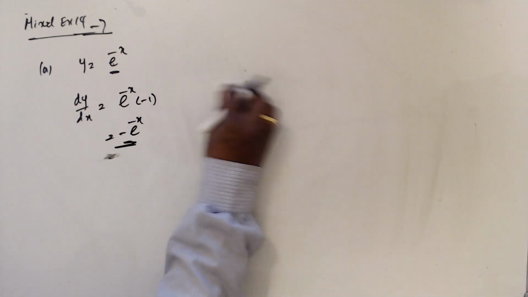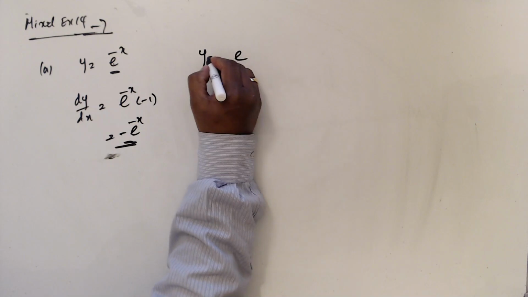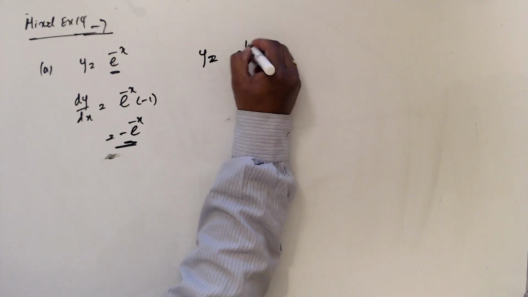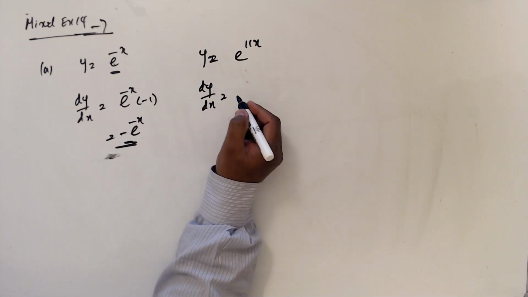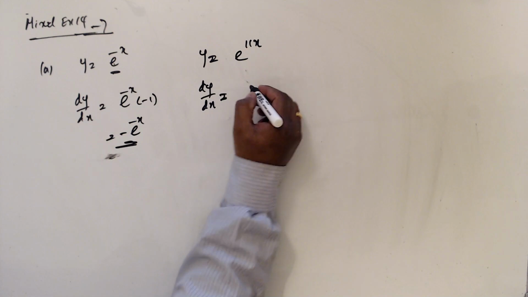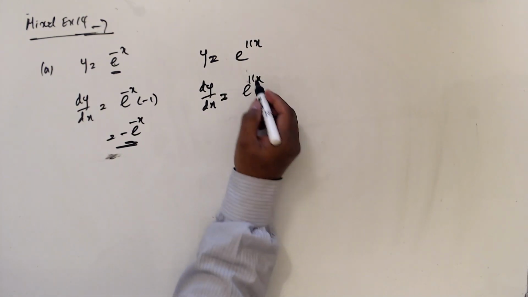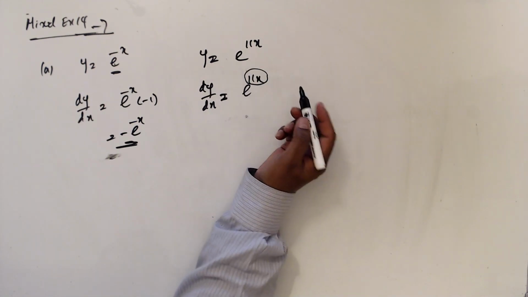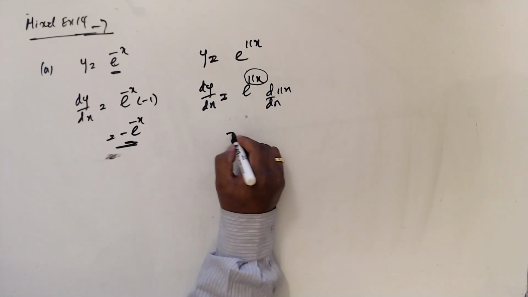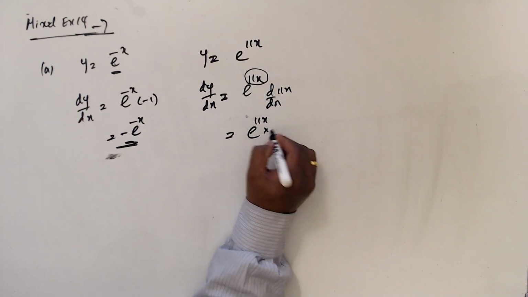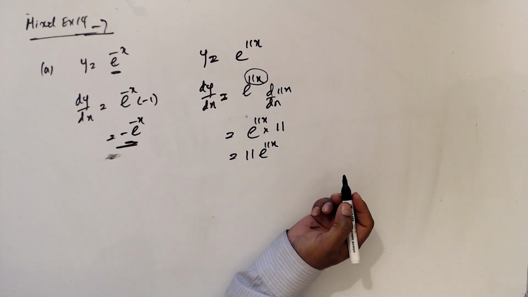The next question is y equals e to the power 11x. So dy over dx equals, how do we write this one? Write the same one first. Then take this part and differentiate. So 11x differentiates to 11. So 11 e to the power 11x.